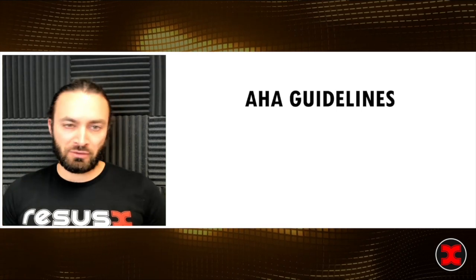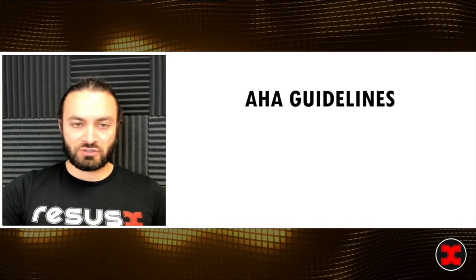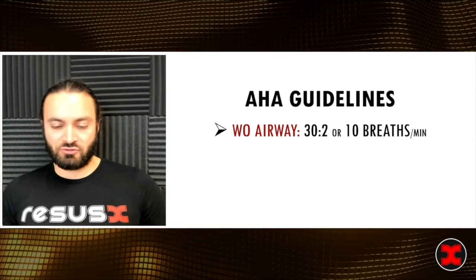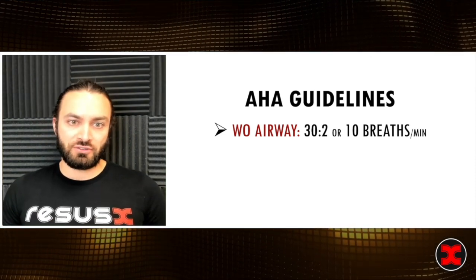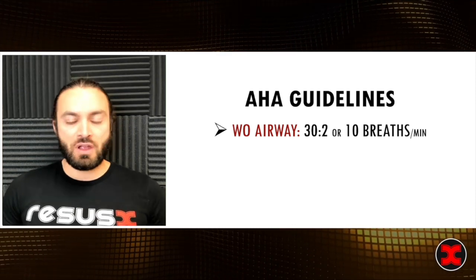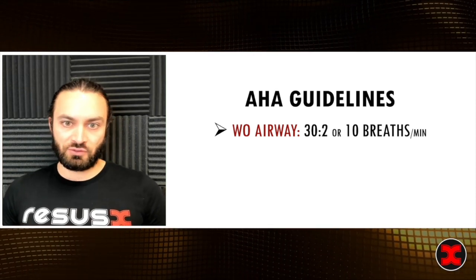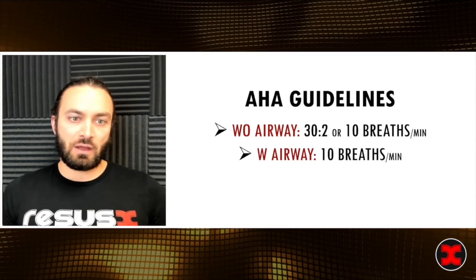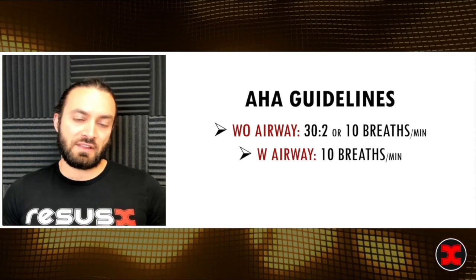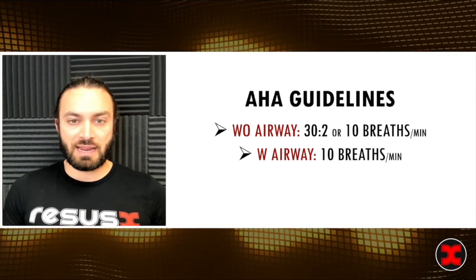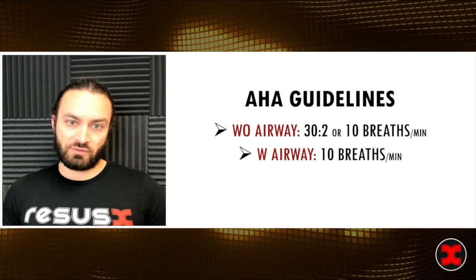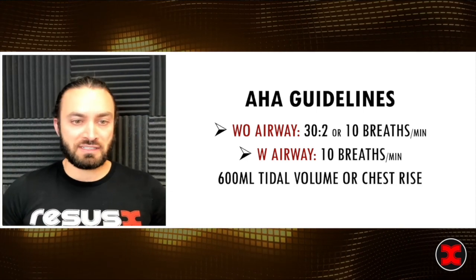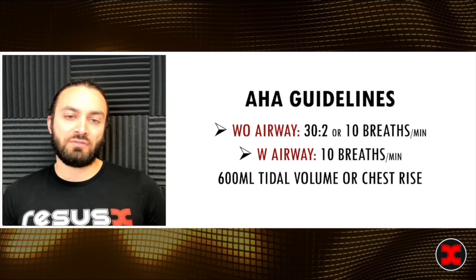There are three main components that I'm going to focus on. One, without an airway, the guidelines recommend either 30-2 compressions to ventilation, or 10 continuous breaths without an airway established during chest compressions. Alternatively, with an airway, the AHA guidelines recommend 10 breaths a minute continuous with compressions. Now, how much tidal volume? The guidelines say 600 ml tidal volume, or enough to see the chest rise.